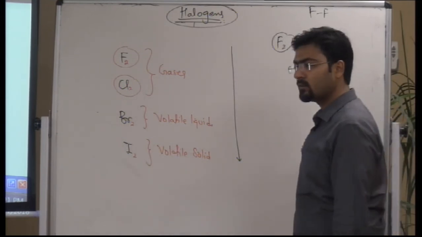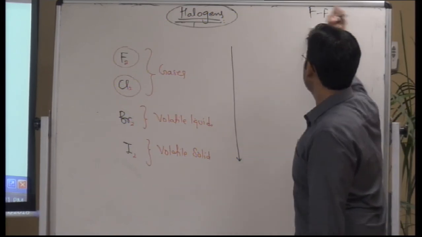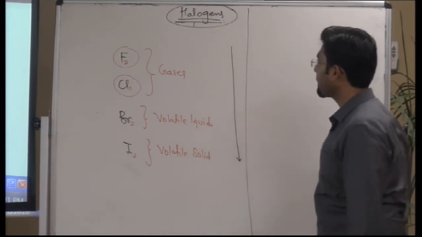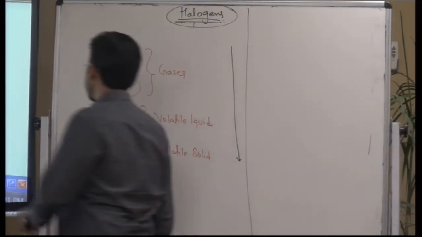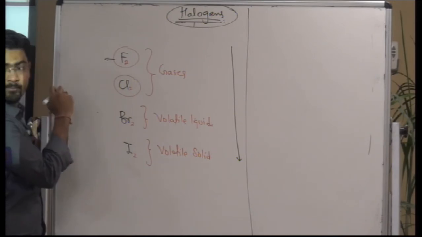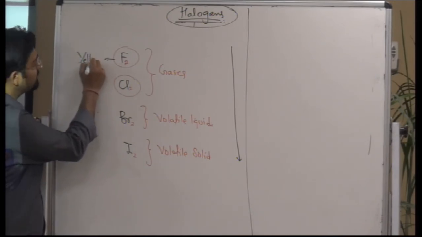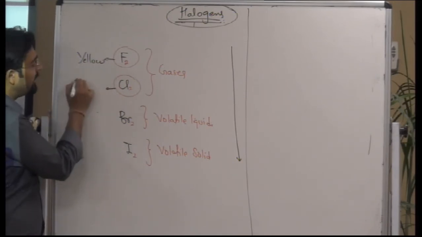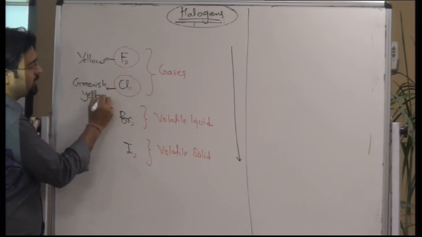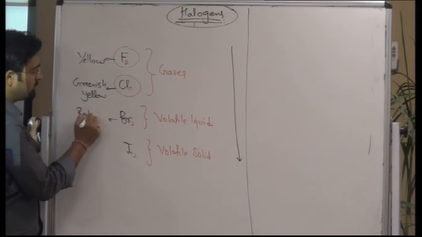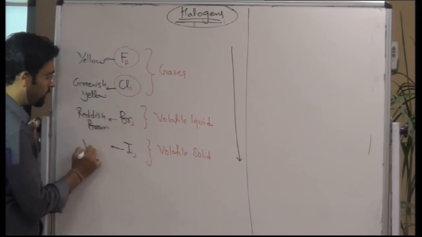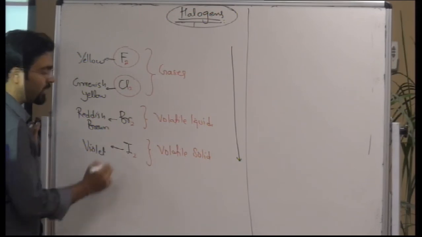Right? Got it? Now, the second interesting property which we observe here is their color. F2 is yellowish in color. Cl2 is greenish yellow in color. Br2 is reddish brown in color, and I2 is violet in color.